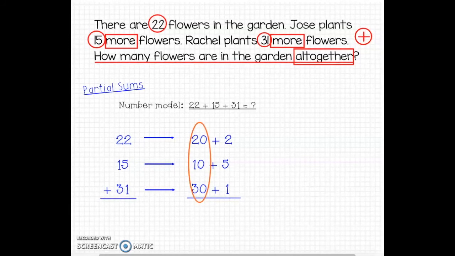Now, we need to add up all of the 10s together. 20 plus 10 is 30. And 30 plus 30 is 60. I have 6 10s, which is the same as 60.